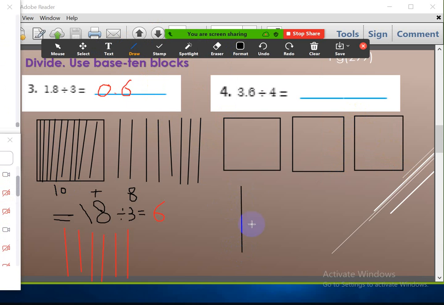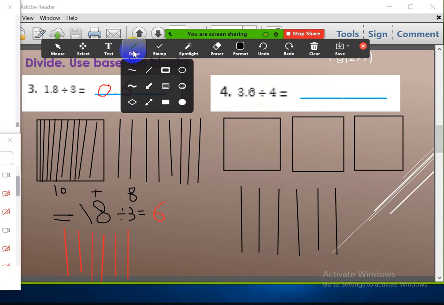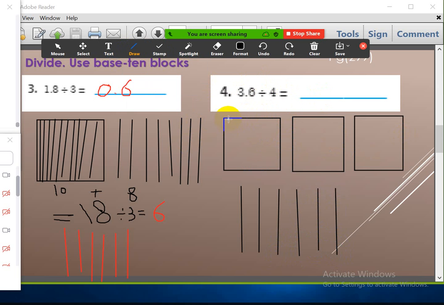So I will draw 1, 2, 3, 4, 5, and 6. Now, first thing, I want to divide on 4. So can I divide 3 flats on 4? No. Okay. So I should break one? I should break all the flats into each one will be what? 30. Each one will be 10.